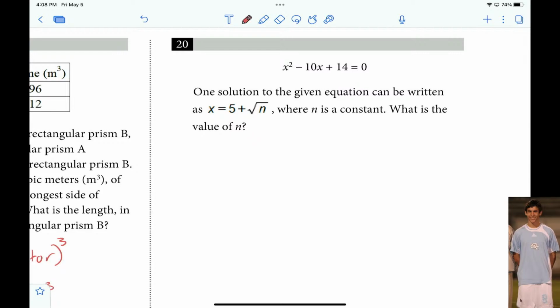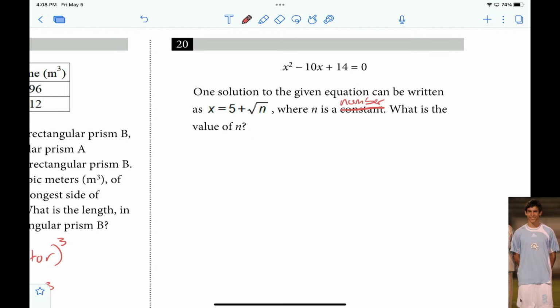So it says one solution to the given equation can be written as x equals 5 plus the square root of n, where n is a constant. Wherever you see the word constant, you can just cross it out, write number if you want. Because constant just means number. Don't worry about it too much for the test. So they want to know what is the value of n. So they want to know what number goes inside that square root.